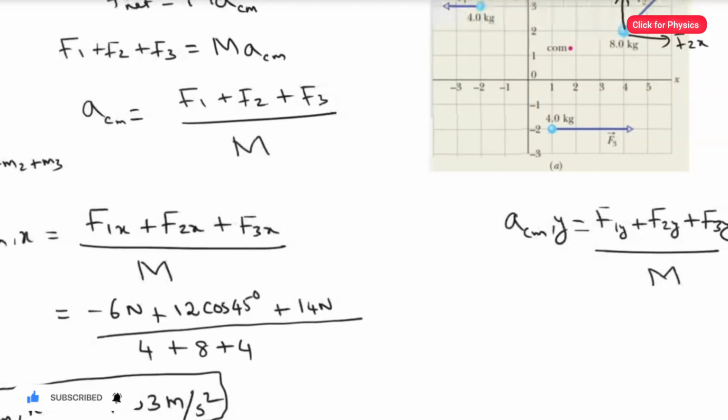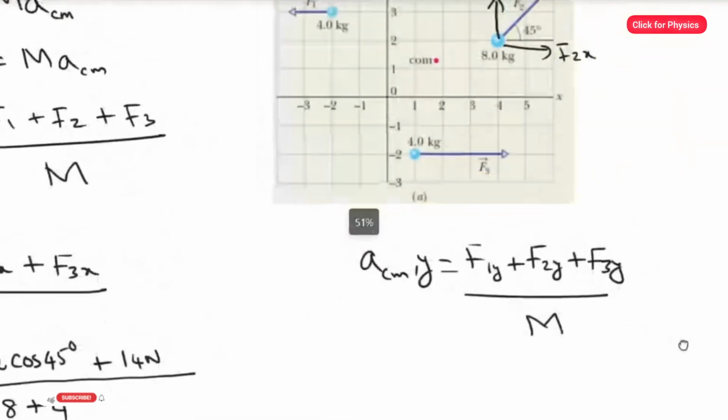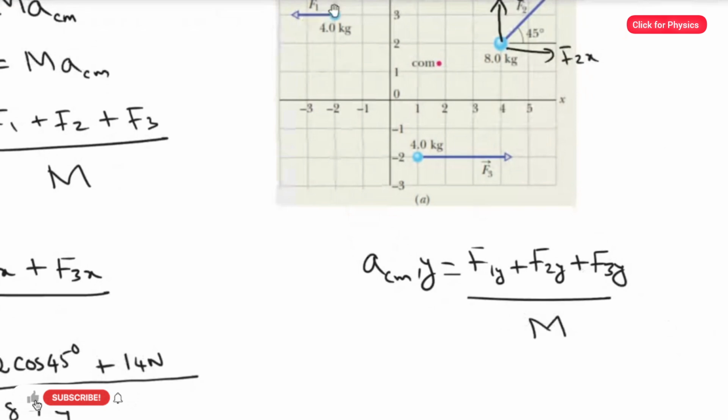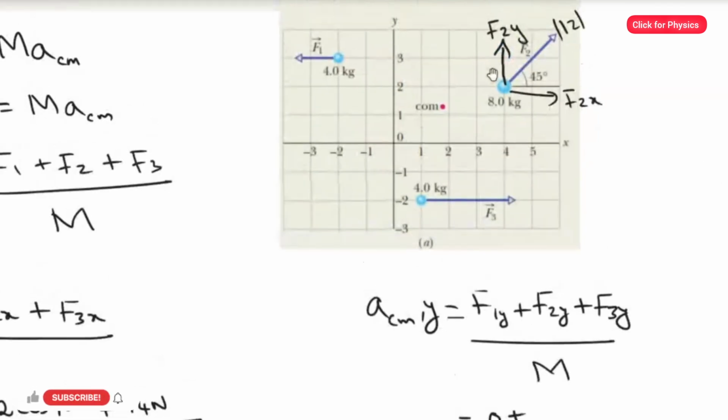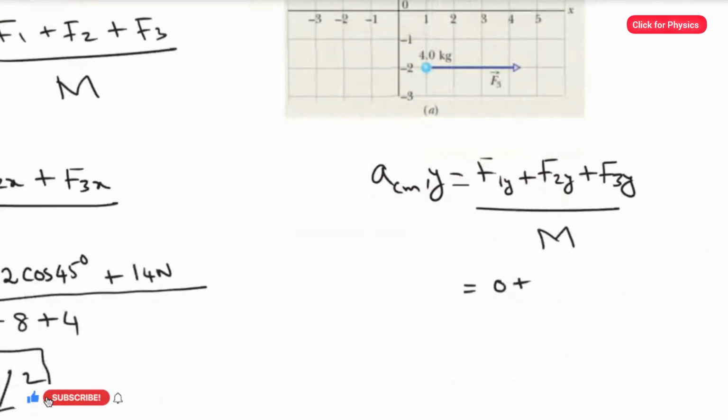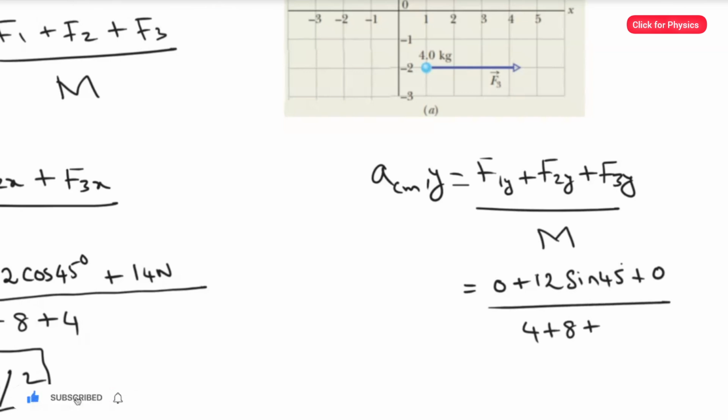Likewise, we have to find the y component. So again, we have to see the graph to write the values here. What is the y component of F1? There is no y component because your F1 and F3 are horizontal forces. So we have to substitute 0 for this because there is no y component. And here F2, there is a y component, which is F2 sine theta, right? So what is F2? F2 magnitude is 12 Newton. So 12 multiplied by sine of 45 degree. And likewise, F3 is a horizontal force. There is no y component, so we can put 0 here. So divided by 4 plus 8 plus 4.